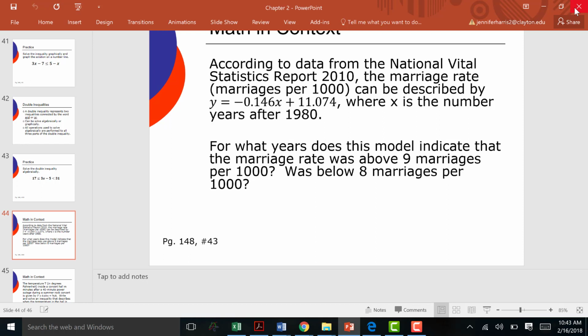2001. So, all righty. For all the years greater than what? 2001. For the years greater than 2001, the marriage rate was less than 8.